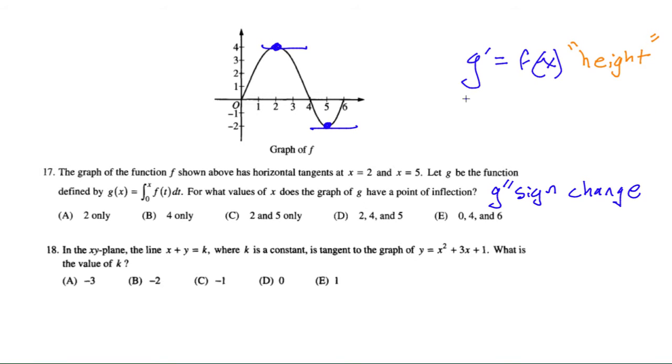And now when I do g double prime, that's equal to f double prime of x. So that's slope.